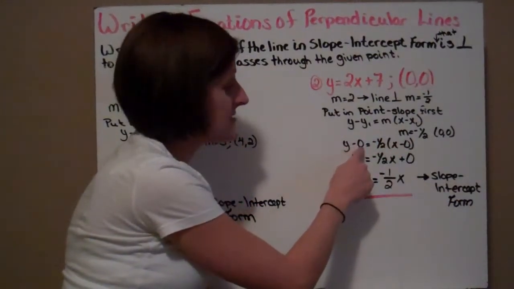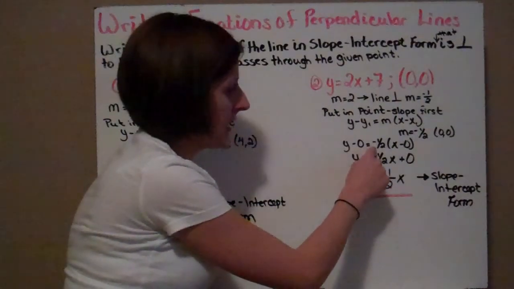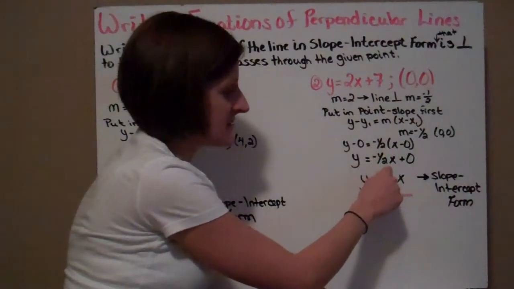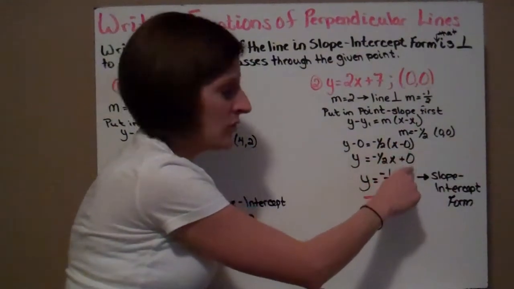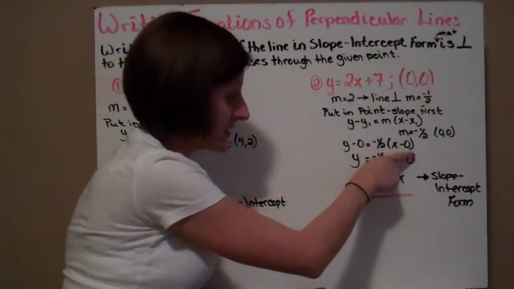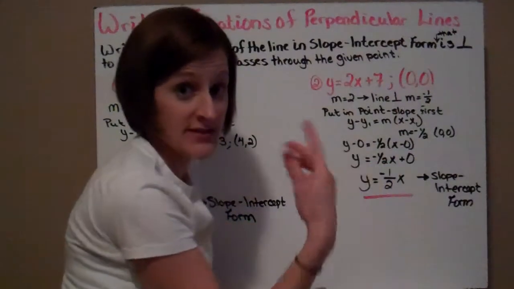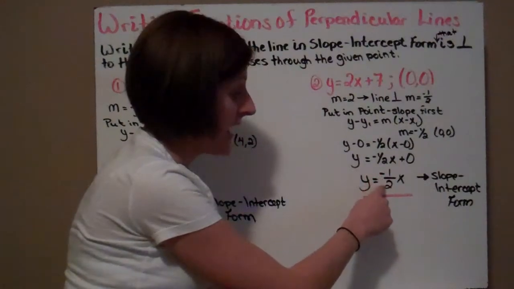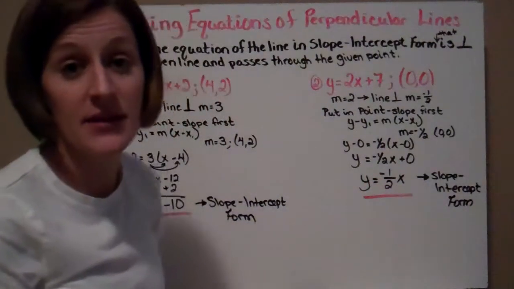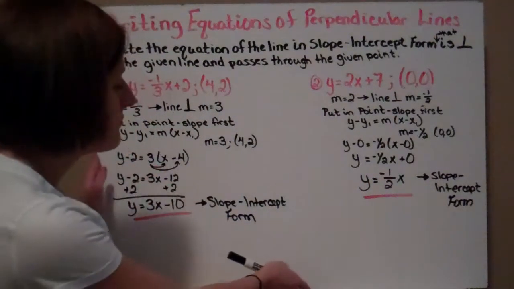We know y minus 0 is just y. Negative 1/2 times x is negative 1/2 x, and negative 1/2 times 0 is 0. So basically I don't have to write that 0, so I take it away. And my equation is y equals negative 1/2 x. And that's going to be in slope-intercept form.